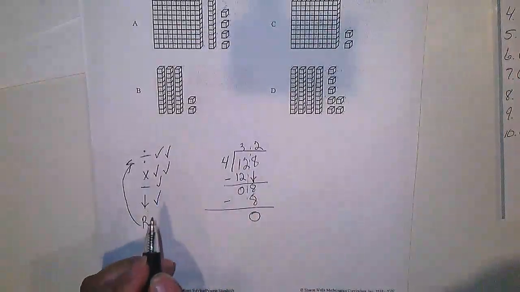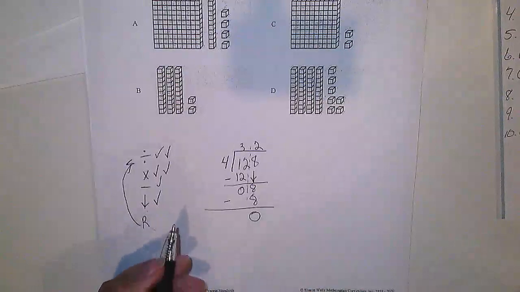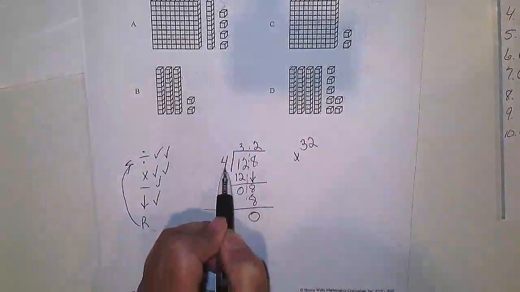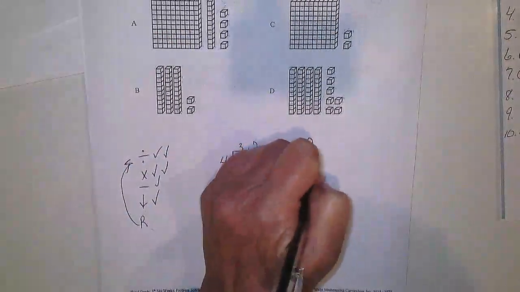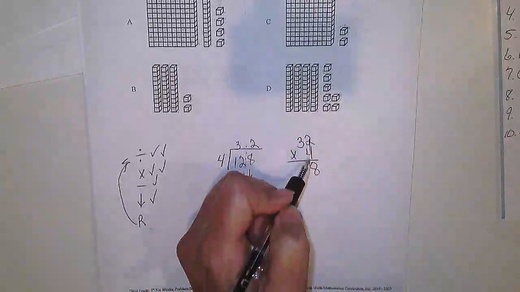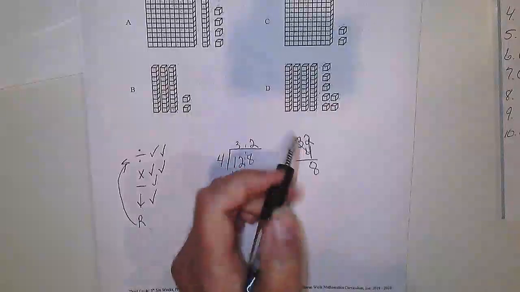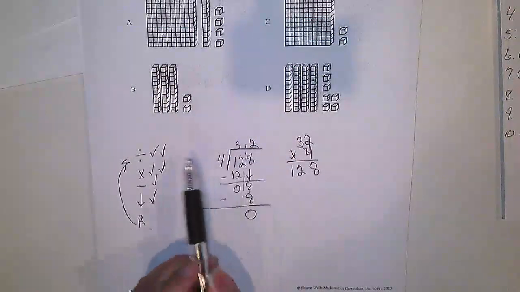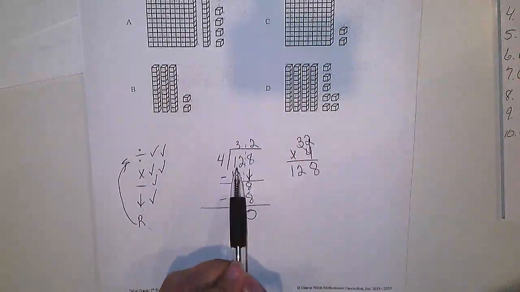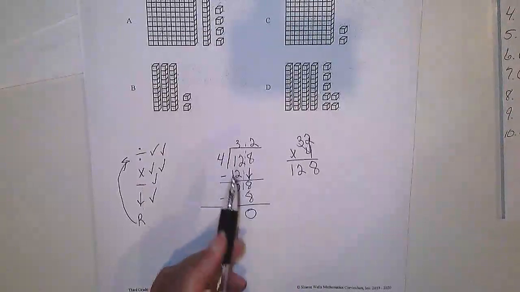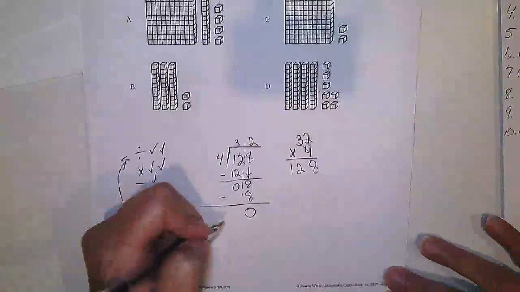And we can check that by doing the inverse operation. We can do 32 times our divisor, which is 4. 4 times 2 is 8. And 4 times 30 is 120. So we can see that it is true that 128 divided by 4 is 32. So we know our quotient equals 32.